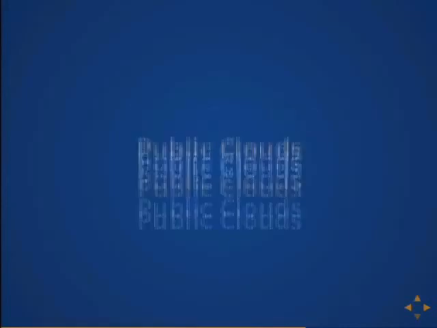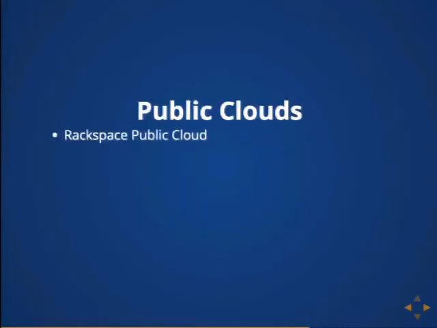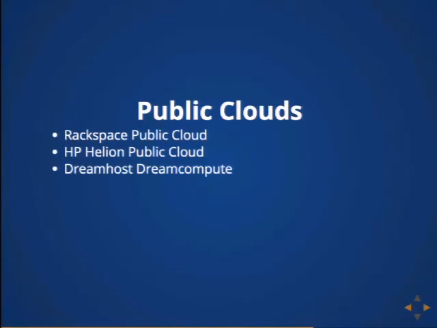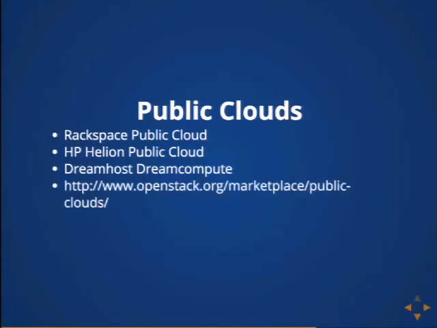All right. How to get it? Public clouds, right? Rackspace public cloud, HP Helion public cloud. It does still exist despite the rumors that went around recently. DreamHost has DreamCompute. It's Nova-based. OpenStack.org has a marketplace website, and they list a ton of different public clouds that are out there and the capabilities of those public clouds if you're looking for a certain capability or a certain geographical location. So all that stuff is there.